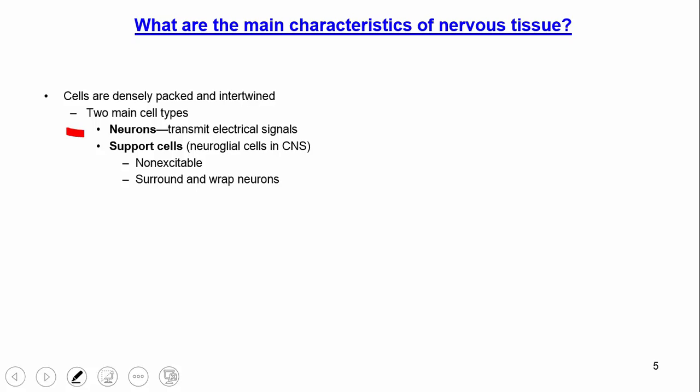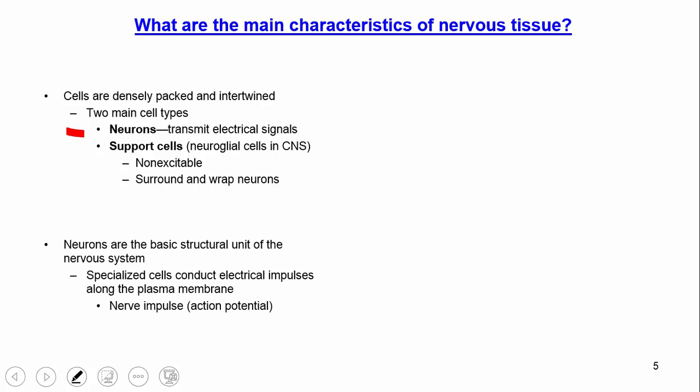But there's a lot of support cells as well, things called neuroglia. Those are support cells. And they're non-excitable, but they wrap around neurons, and they have many, many different functions that we'll talk about throughout this lecture. A little bit later on, we'll talk about the different supporting cells in the central nervous system as well as those in the peripheral nervous system.